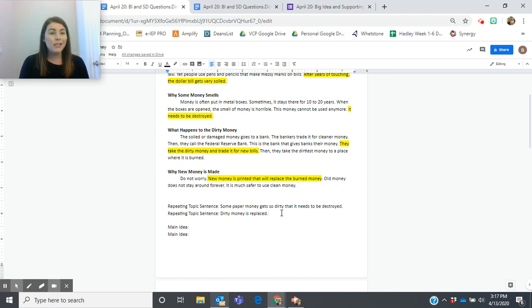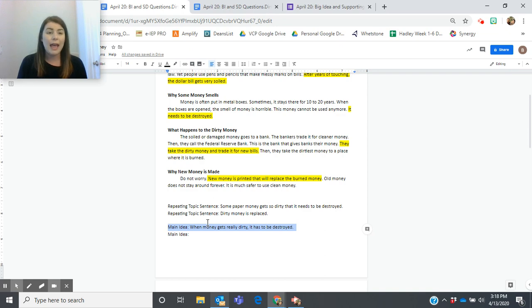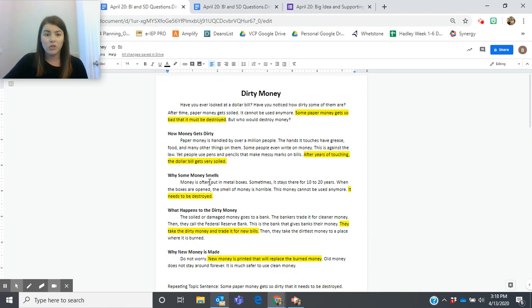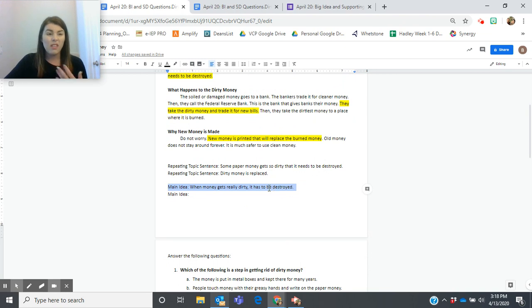Now what I need to do is come up with a main idea of the text. I need to think of a way to take my repeating idea and turn it into a main idea. The first main idea of this text that I'm really thinking about is this idea that when money is getting really dirty, it has to be destroyed. I know that in the first three and even in the fourth paragraph, it's talking about that when the money is getting really dirty and we can't use it anymore, it needs to be destroyed.